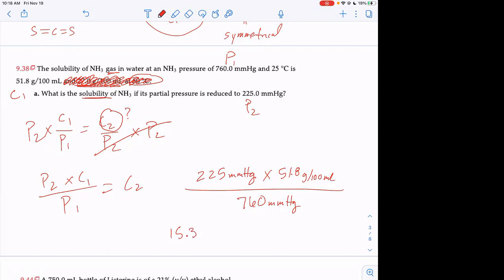15.3. We'll leave it at that since our first solubility only had 1 decimal, grams per 100 milliliters. And so if pressure decreased, we noticed that solubility decreased, right? Because that's the way Henry's law says. If you increase pressure, you increase solubility of a gas in a liquid. If you decrease pressure, you decrease solubility of the gas in the liquid.